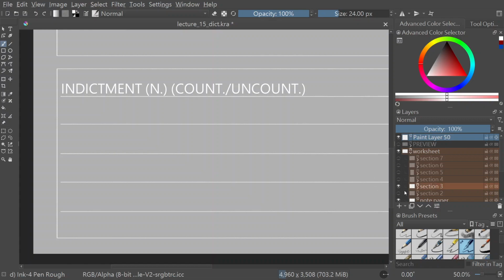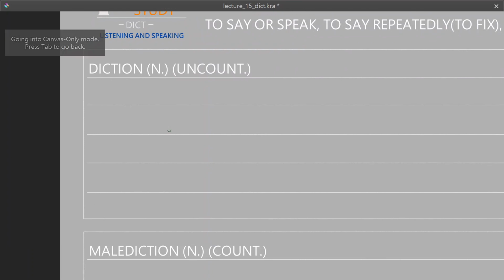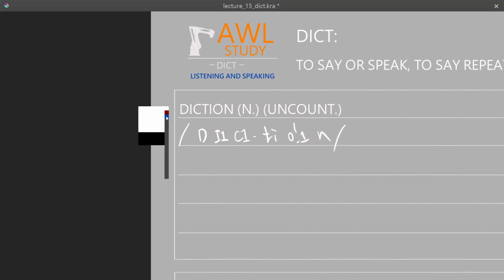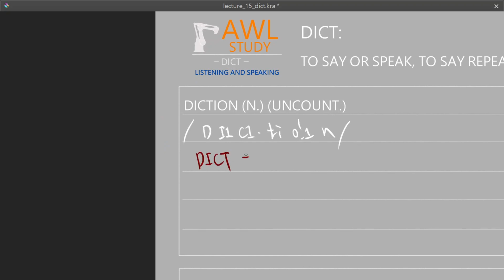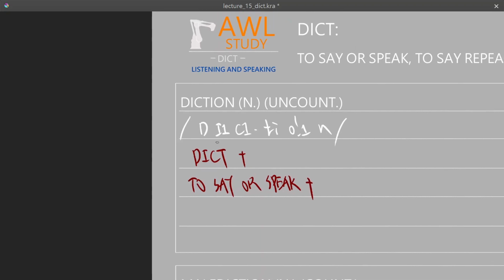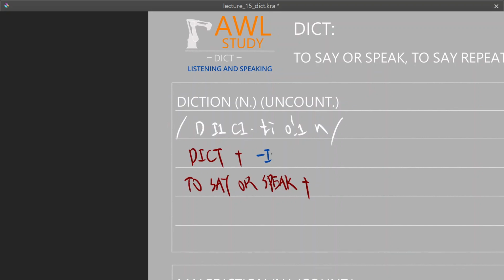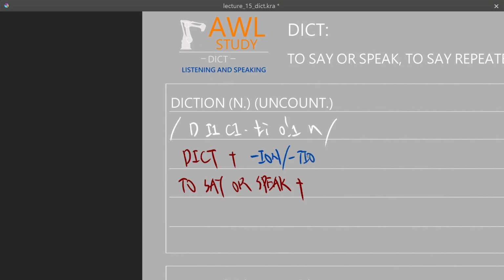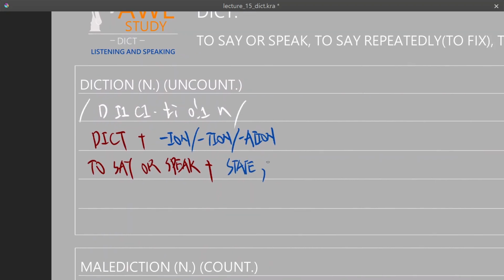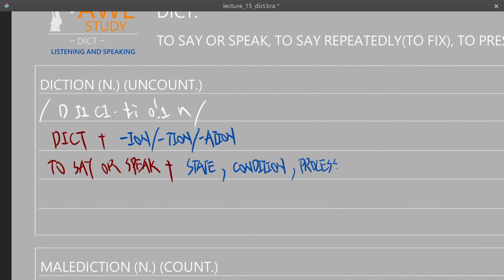Next, we have diction. And we have the root dict, meaning to say or speak. And we have the noun suffix ion, with variants, meaning state, condition, process, or result.